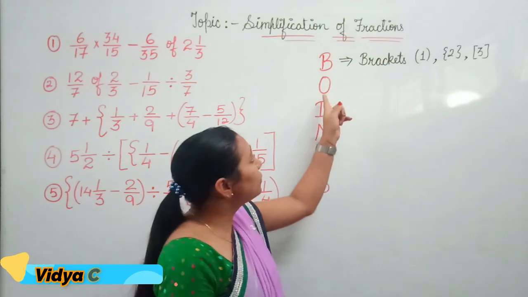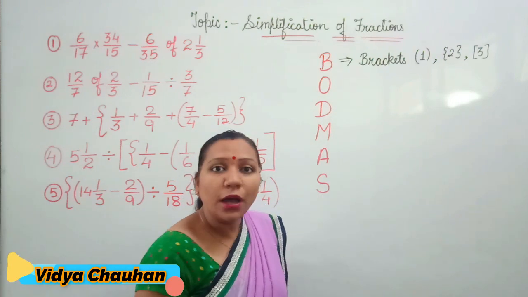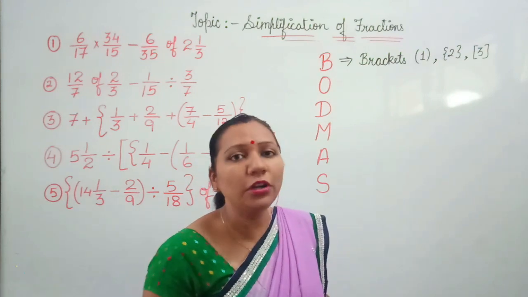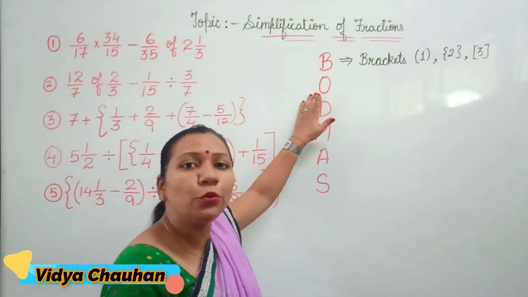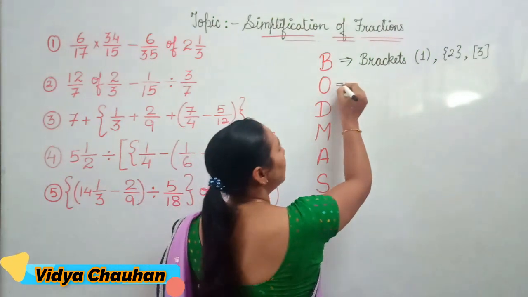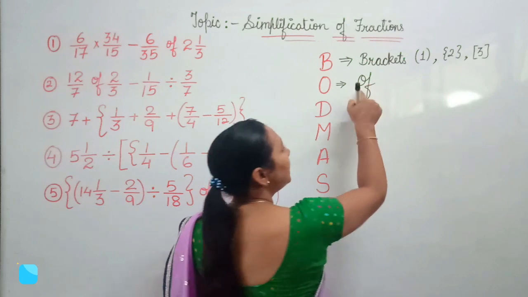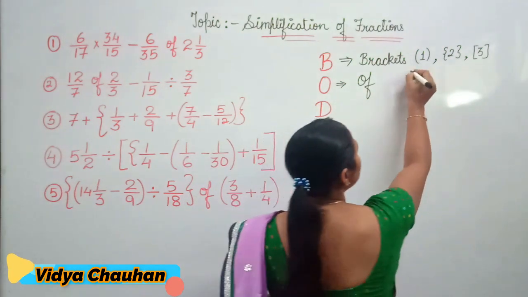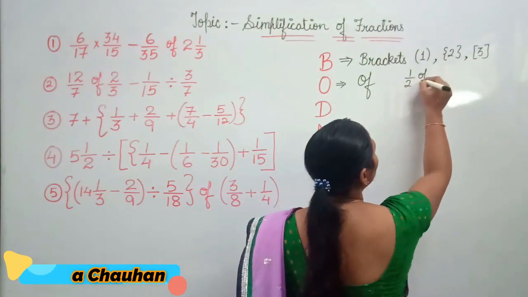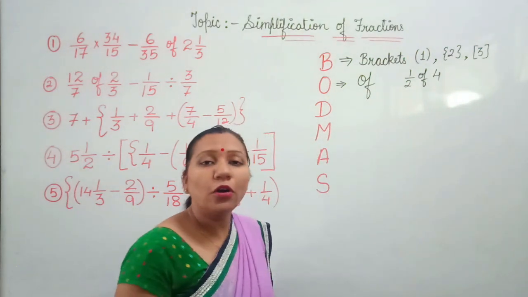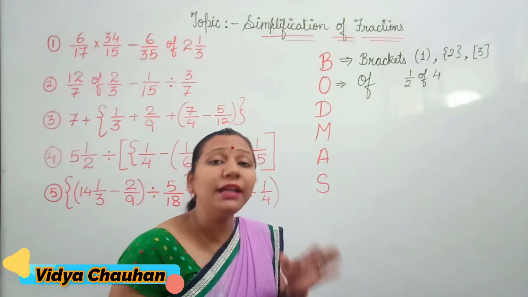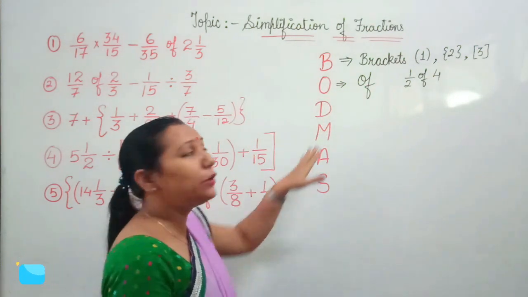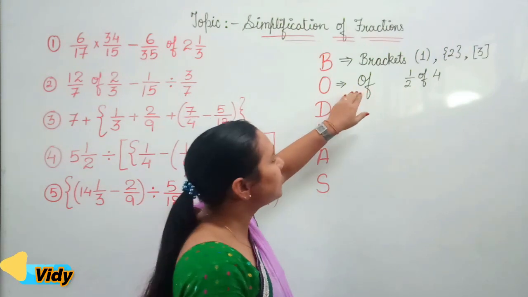Right children? Now coming to the second letter, which is O. Earlier we have done this, but we have not solved any question related to O, and this O is actually representing 'of'. This 'of' term is basically related to fractions. Suppose your question can be in this form: 1 upon 2 of 4. This is called 'of'. This is an operation which is there in fractions only, right? So in these questions we will be using this operation 'of'. So this is the second order.